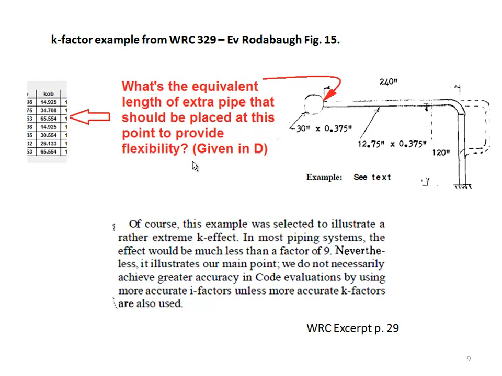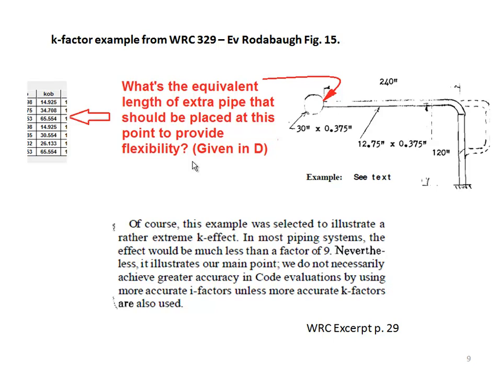Mr. Rotobaugh goes on to say that this is extreme, but that greater accuracy in code evaluations is not achieved without more accurate K factors used along with more accurate I factors. The PRG opinion is that you don't have to use K factors in an analysis, but that you should evaluate them. Most programs, CAESAR included, and the PCL, have correlation equations to help with finding more applicable K factors. We think that the code, B31.3 and B31.1, are telling the user to at least evaluate the K factors and then decide if they're more applicable.